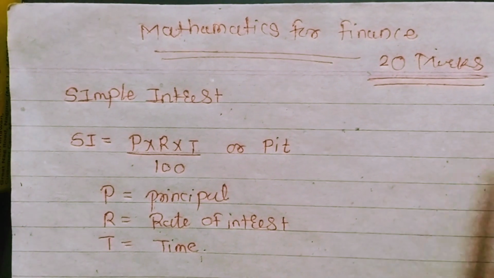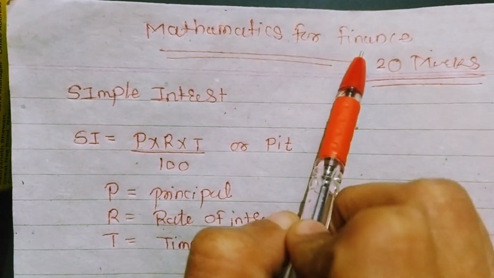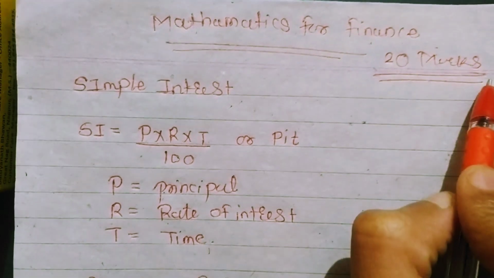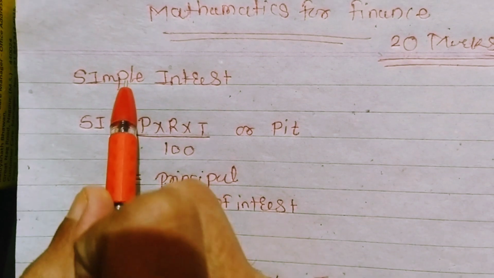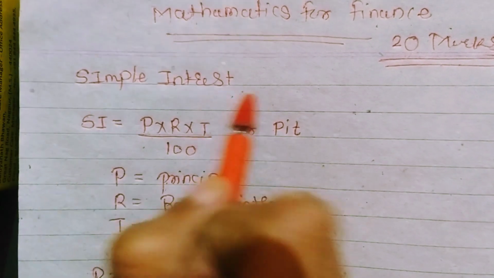Hi guys. Today we are starting with the new chapter, Mathematics for Finance. The weightage of this chapter is 20 marks in the paper. Today we will start with the first point, which is simple interest.